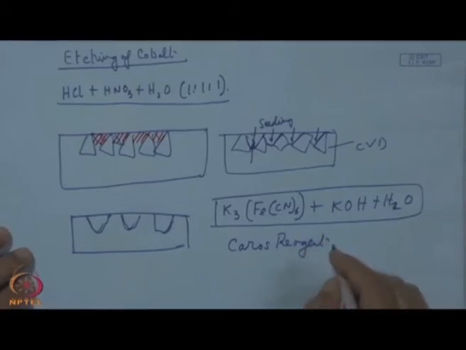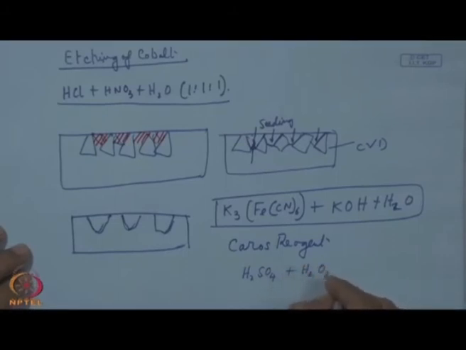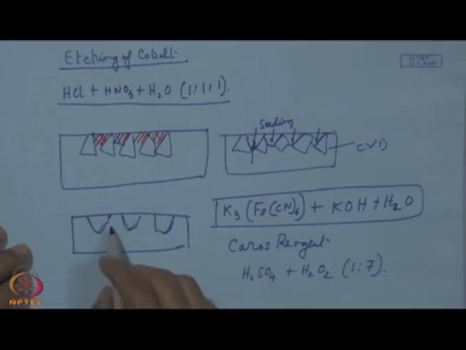Carrow's reagent means here we have H2SO4 and H2O2, a mixture in 1:7, and that becomes one reagent for deactivating this cobalt. Actually, what is going to happen because of this reaction is that we can have cobalt sulfate, which will be converted finally into cobalt sulfide.